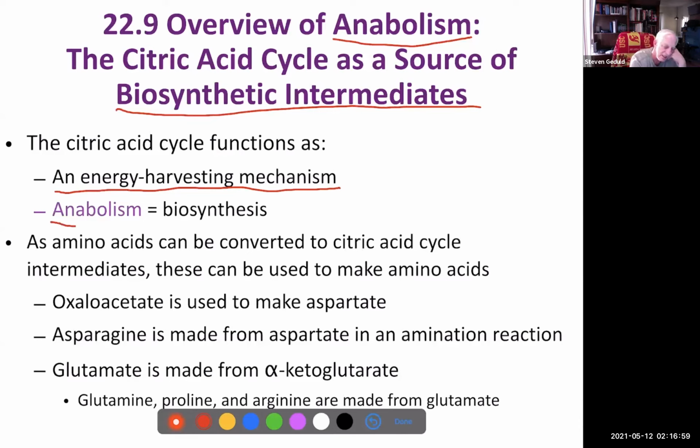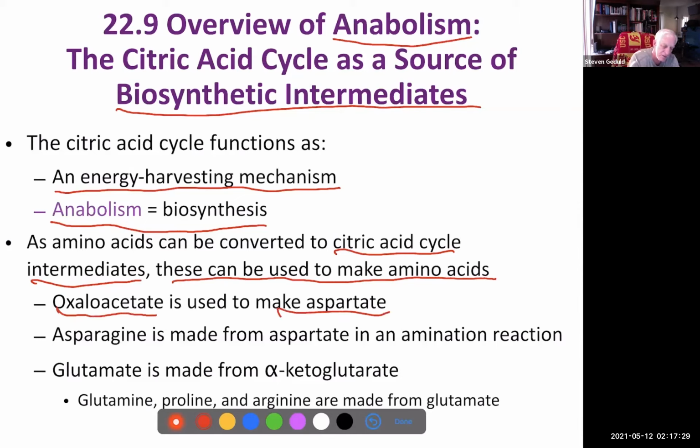Anabolism is creating, biosynthesis, making compounds. We use some of our intermediates in a cycle to make certain compounds that we need. So as amino acids can be converted to citric acid cycle intermediates that we just saw, these can be used to make amino acids. So we can use our citric acid cycle to make amino acids also. So we can use it to break down amino acids, coming in as intermediates. We can also use the intermediates to, once the body establishes what it needs, go back to making amino acids. Oxaloacetate is used to make aspartate.